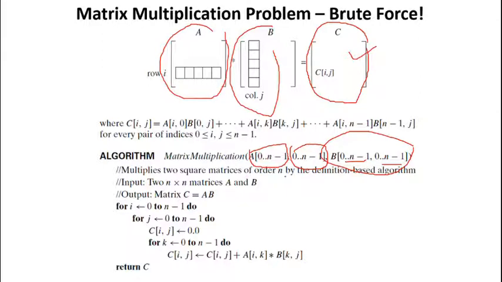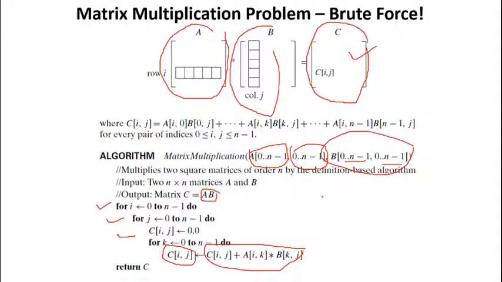Multiply two square matrices of order n by the definition-based algorithm. Input: two n by n matrices A and B. The output will be the matrix C equal to A times B, which is the product of A and B. If you look at this, we have three loops here. I equal to 0 until n minus 1, j equal to 0 until n minus 1, k equal to 0 until n minus 1. And finally, we need to compute C[i][j] plus A[i][k] times B[k][j], as we discussed before, in order to get the product of AB, C[i][j].